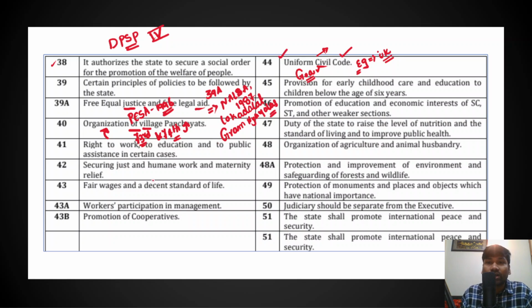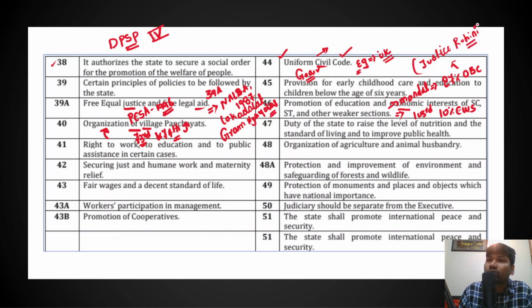And similarly, with respect to promotion of education and economic interests of scheduled castes, scheduled tribes and other weaker sections, there are different provisions. For example, the 103rd Constitutional Amendment Act talks about 10% reservation for the economically weaker section, and Mandal Commission recommendations are implemented. Mandal Commission has recommended 27% reservation for the other backward classes, and subcategorization of OBCs. For that purpose, the Justice Rohini Commission has also been established by the union government, so that the reservation benefits would reach the most deprived sections within the other backward classes. And similarly, 15% reservation has been given for scheduled castes, and 7.5% reservation has been given for the scheduled tribes.